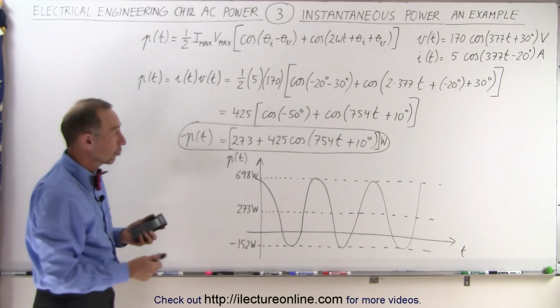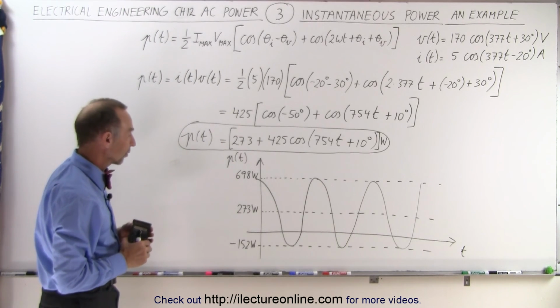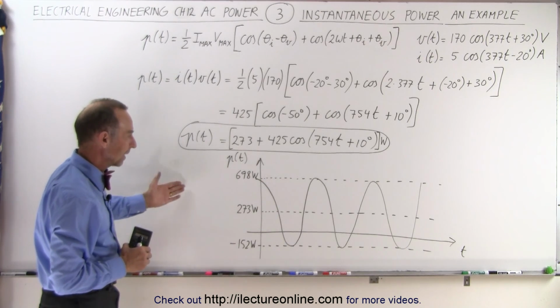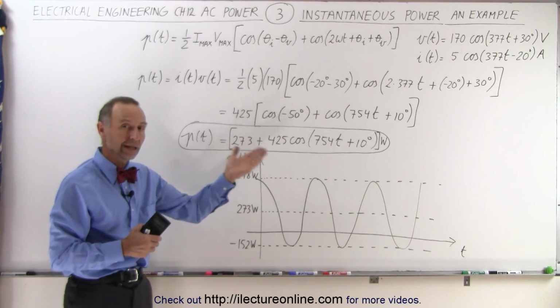That would be the power consumed in this particular circuit with those particular voltages and currents as a function of time. And that's how we find the instantaneous power given the current and the voltage.